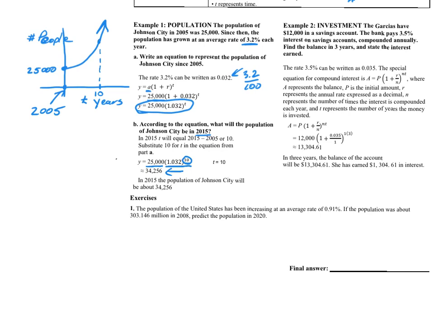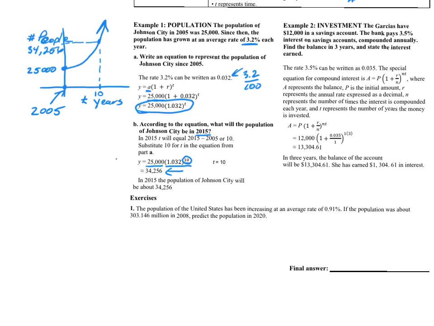So it's really just giving me this number, right? As I put that t in, 10 years, representing 2015, over here on the y-axis, I'm going to get that 34,256 people. So real simple.